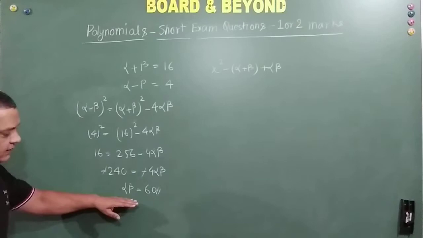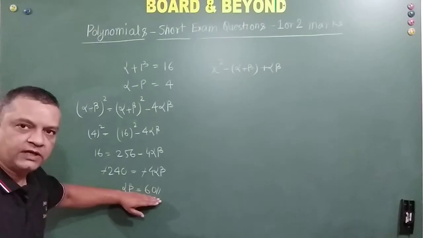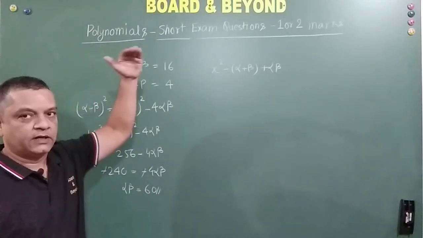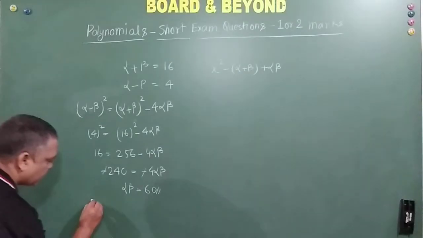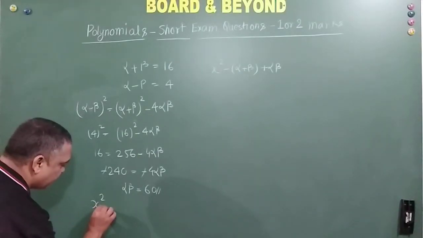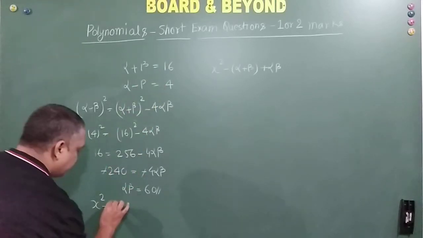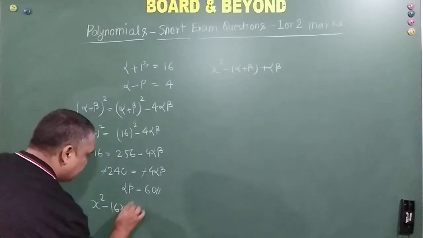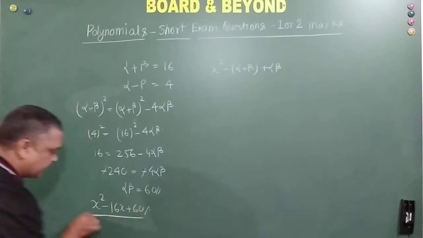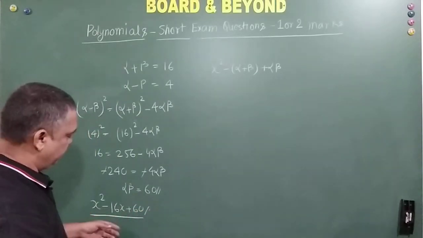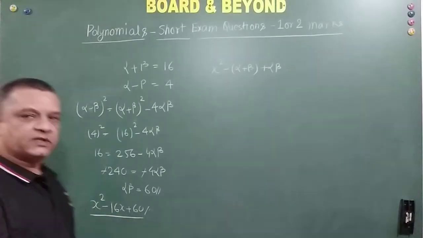You have got the product of the roots here and you have got the sum of the roots here. Can we formulate the quadratic equation now? Yes. So the quadratic equation in this case will be x square minus alpha plus beta, that is 16, x plus alpha beta, that is 60. Hope this is getting covered on the board. So this was one of the methods, friends.